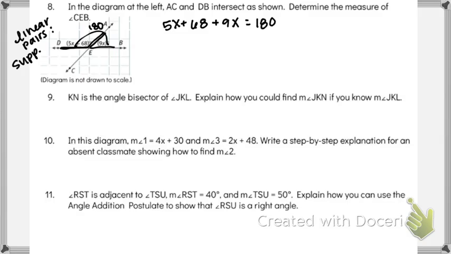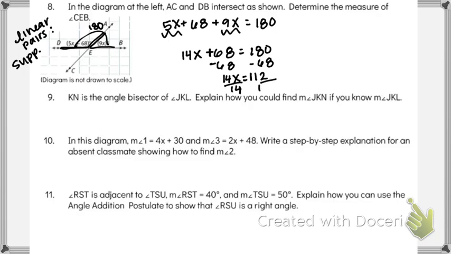Okay, let's try that again. 5x and 9x is going to be 14x plus 68 equals 180. We're going to go ahead and subtract 68 on both sides. 14x equals 112. To get the x by itself, we are going to divide by 14. X equals 112 divided by 14, which is 8.